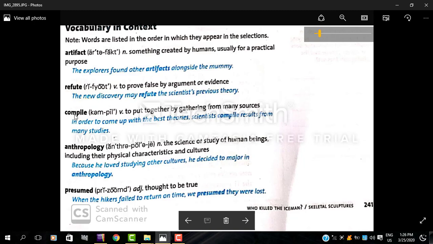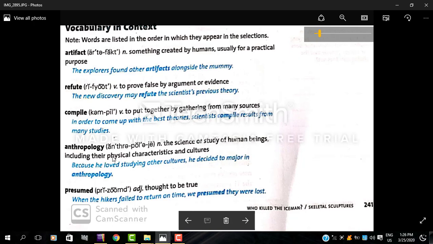Number 3, compile. Compile means to put together by gathering from many. You can underline only to put together or collect. To put together or collect. Check the example. In order to come up with the best theories, scientists collected results from many studies. Compile means collect.